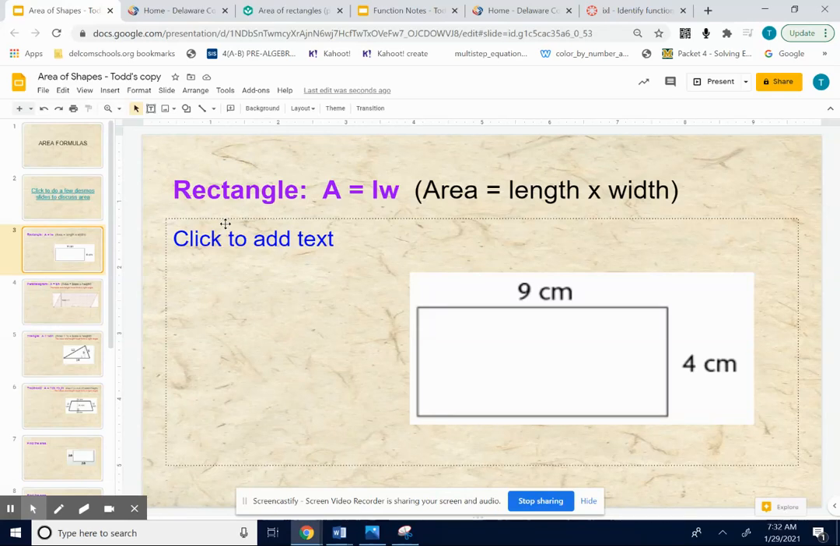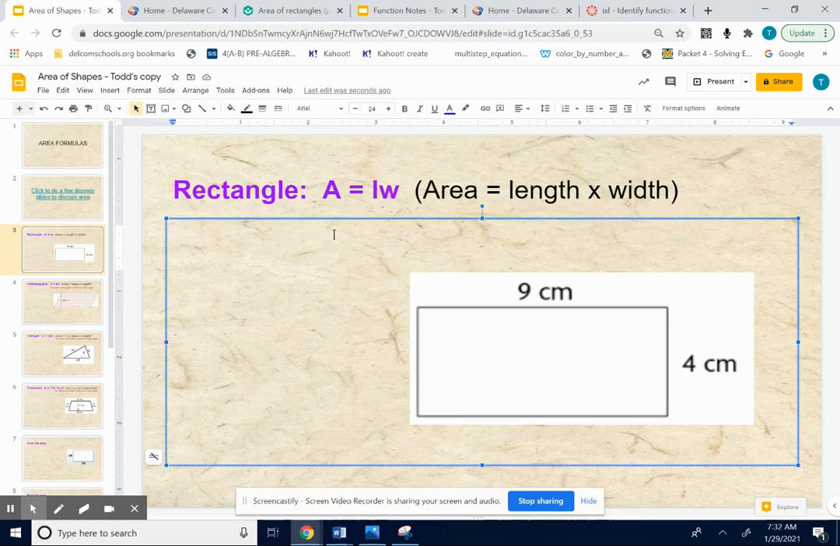Okay, in this video, we're going to do slides 3, 4, 5, and 6 on your notes over area of shapes. The formula for a rectangle's area is LW. They're mushed together, that means they're multiplied. So it's length times width. L is length, W is width.